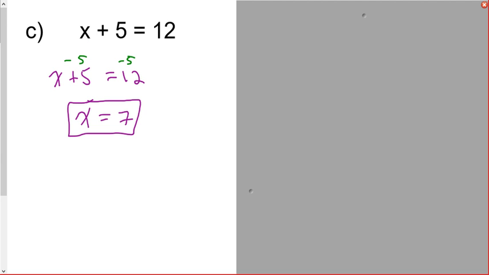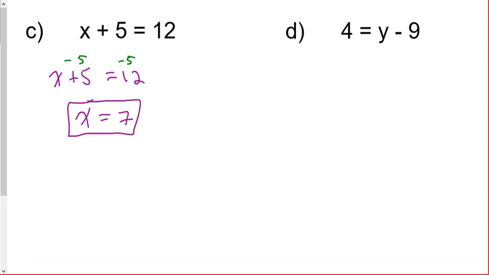Okay, here's your turn. I'd like you to give this one a try. We are subtracting 9. How do we undo subtraction? What do we need to do to both sides to undo subtraction? Go for it. Okay, let's give this a try. Here we go.